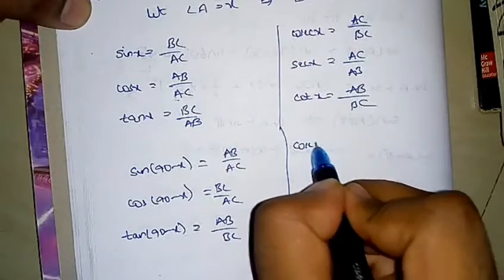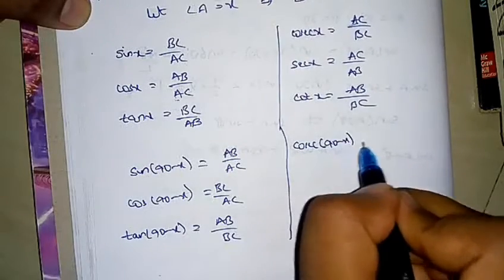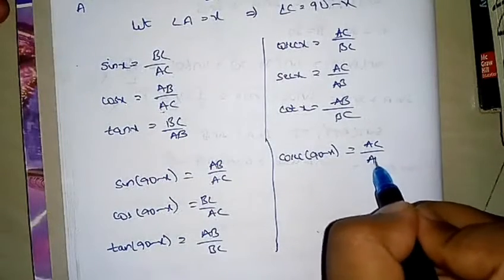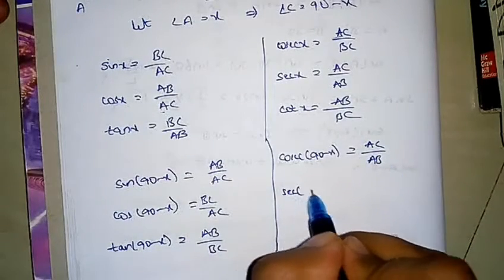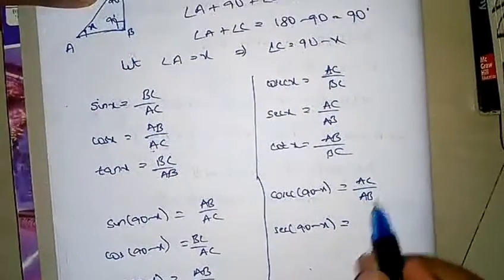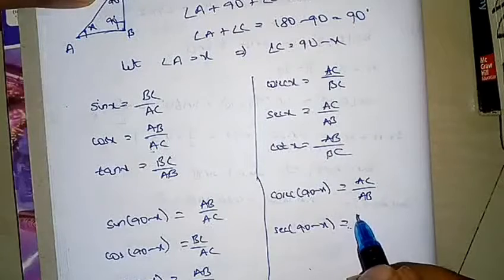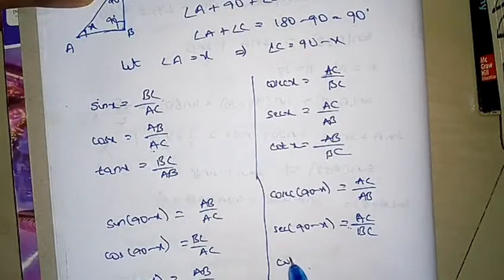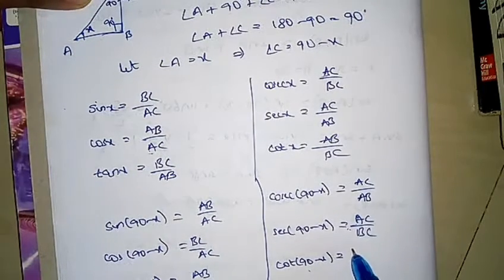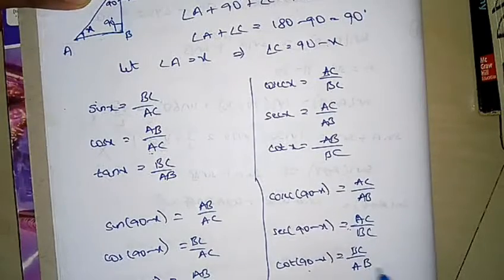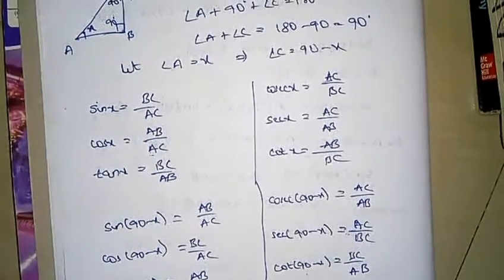Now cosecant 90 minus x will be equal to hypotenuse AC by opposite side AB. Secant 90 minus x will be equal to hypotenuse AC by adjacent side BC. Cot 90 minus x will be equal to adjacent side BC by opposite side AB. So now we got these trigonometric ratios.